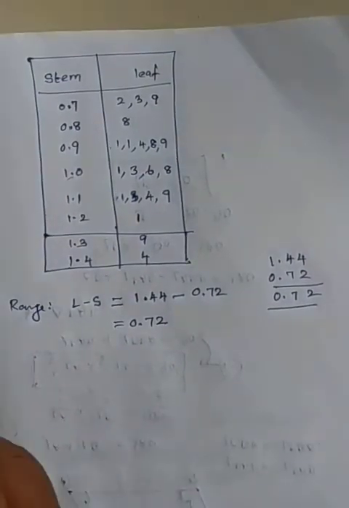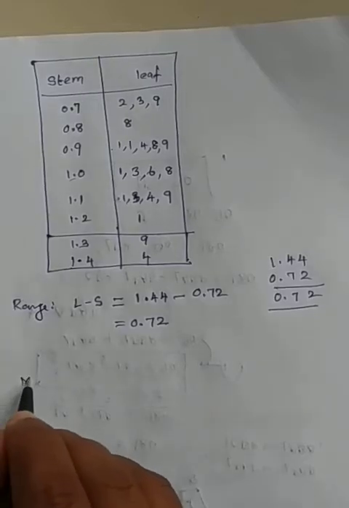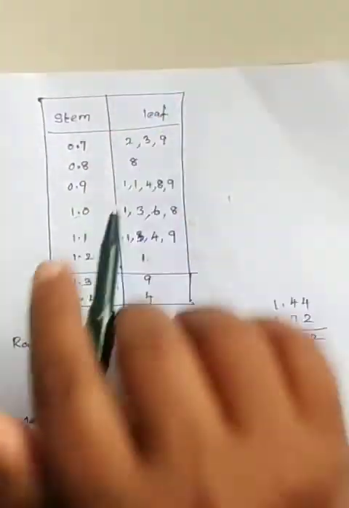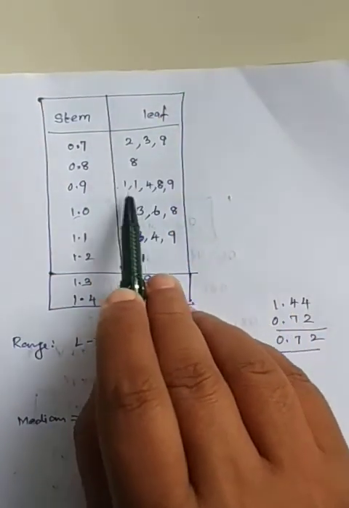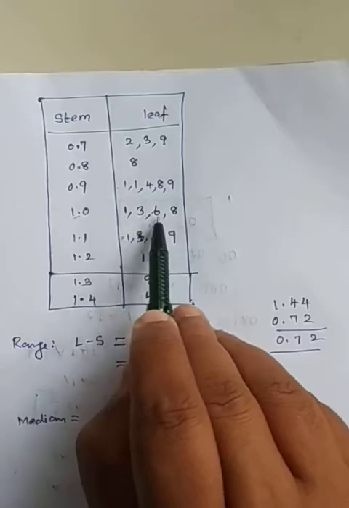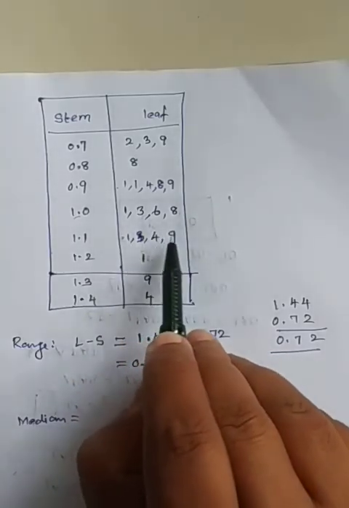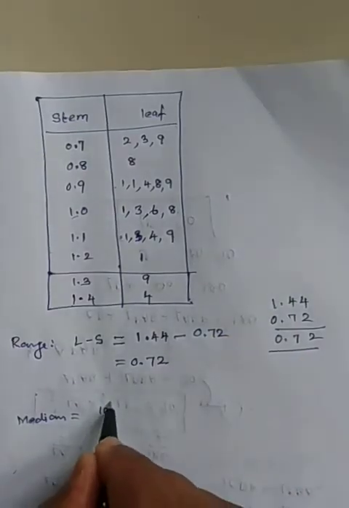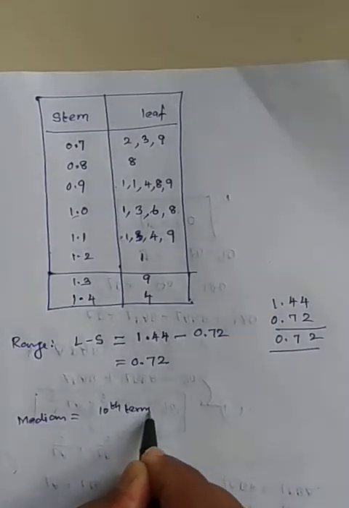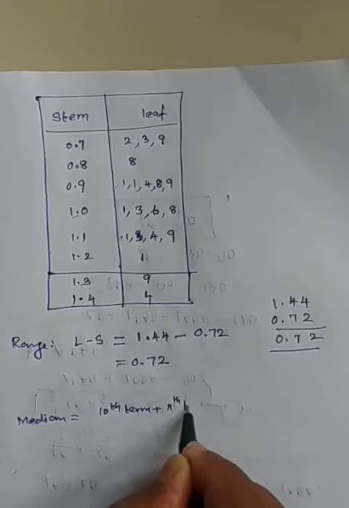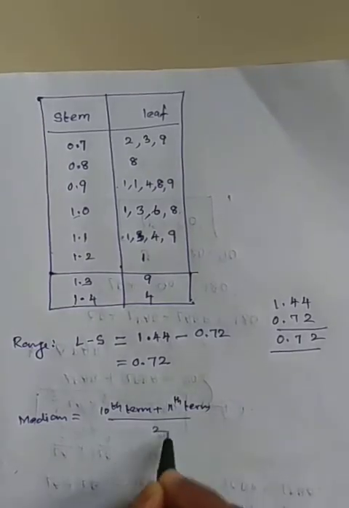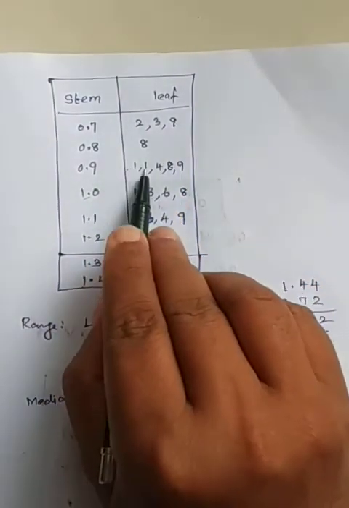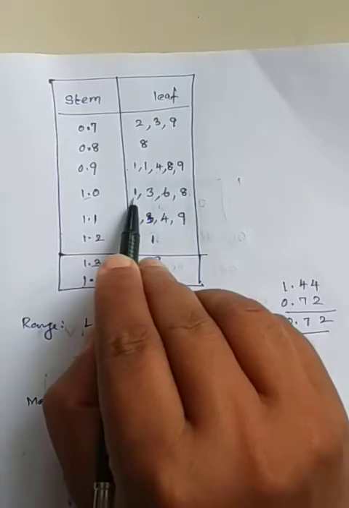The next one, median. We need to find the middle value. First you count how many numbers are there: 1, 2, 3, 4, 5, 6, 7, 8, 9, 10, 11, 12, 13, 14, 15, 16, 17, 18, 19, 20. There are 20, so the middle value is the 10th term plus the 11th term, divided by 2. That you need to do. What is the 10th term? 1, 2, 3, 4, 5, 6, 7, 8, 9, 10. The 10th is 1.1.